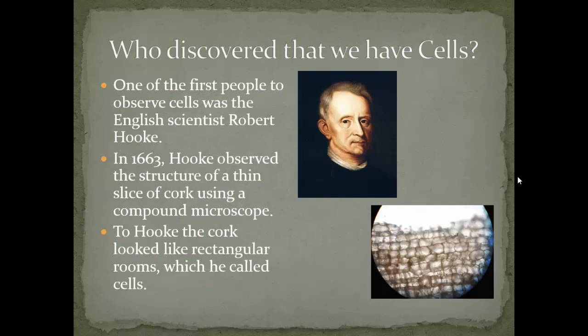A man by the name of Robert Hooke discovered, quote unquote, cells. In 1663, he observed the structure of a thin slice of cork using a compound microscope, and that's how that thin slice of cork looked. He saw these little blocks that resembled rooms, and then he called them cells. That's why a cell is called a cell, because he said these look like compartments, like cells, let's call these cells. So these are dead cells.